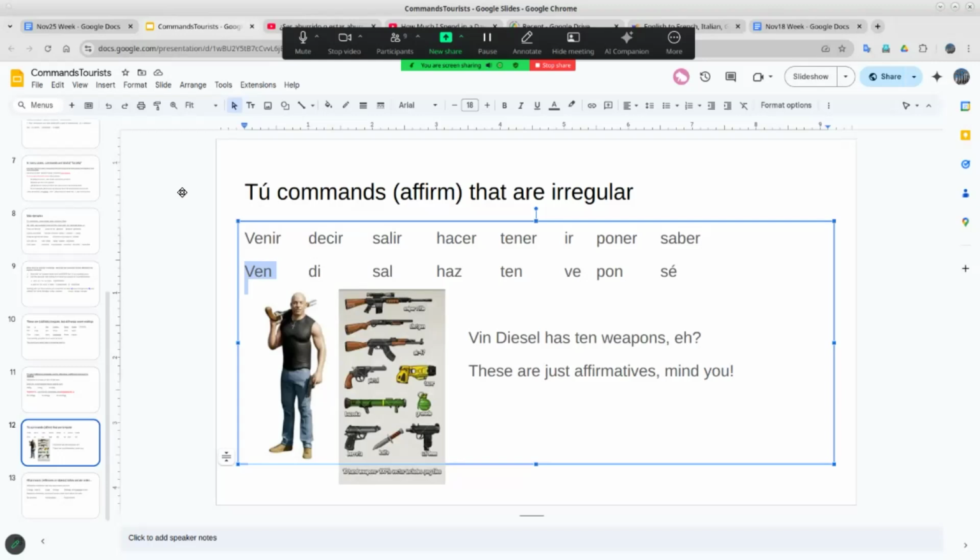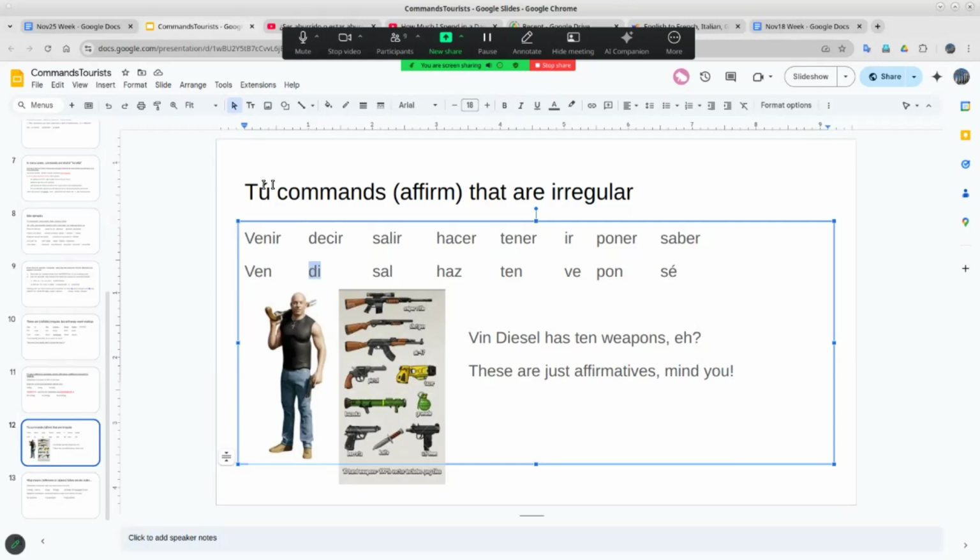So in other words, that thing of I should just take the tú form, vienes, and cut off the S, that doesn't work for this verb. Right? Habla, speak. I just take hablas and cut off the S. I can't do this for this verb venir. It's irregular. I need to use this form instead. Ven. Okay? For decir, normally you would think, oh, dices, cut off the S. But that's not the tú command for decir.